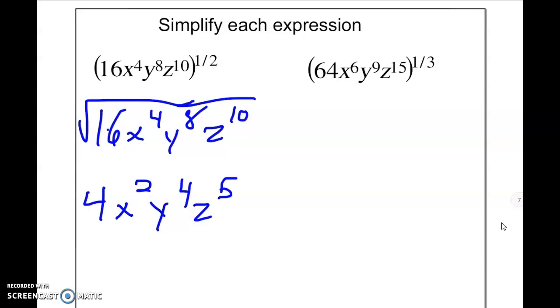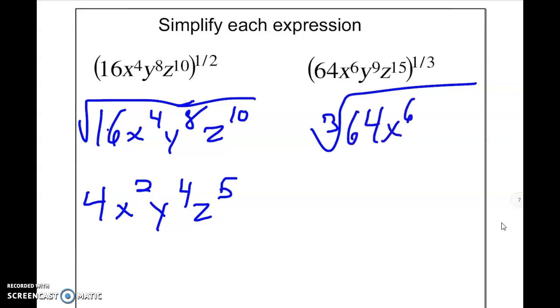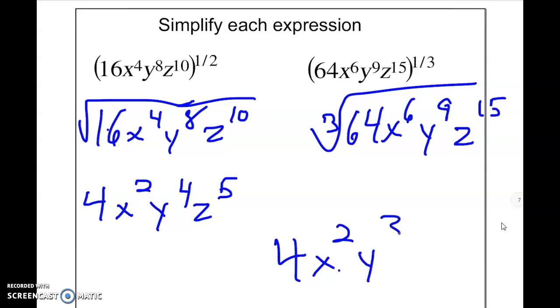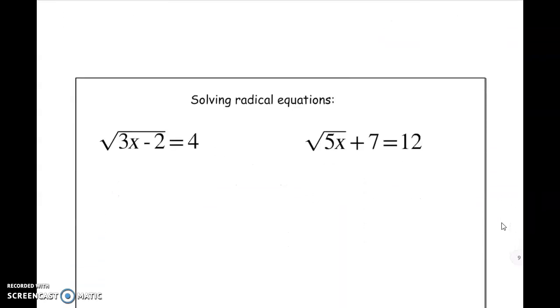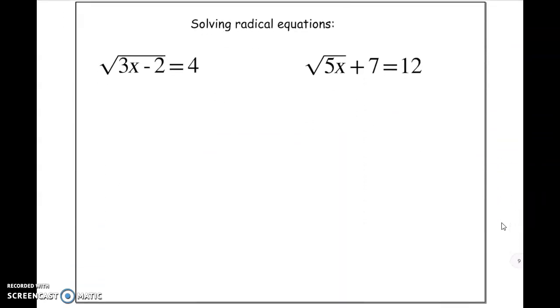All right, nice and simple. Here, I've got the cube root. It's to the 1/3. So 64 x to the 6th, y to the 9th, and z to the 15th. Go ahead. Cube root of 64 is also 4. 6 divided by 3 is 2. 3 and 5. So that's that. All right, I'm going to skip the next two. I will post a full filled out version for you guys as well.